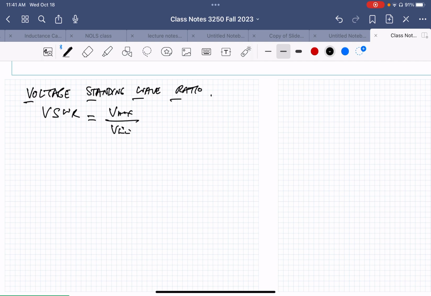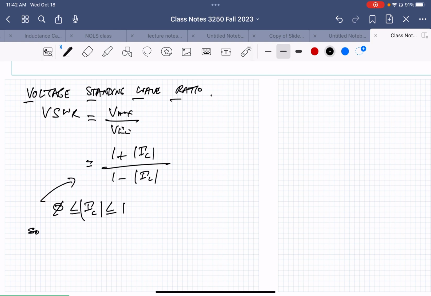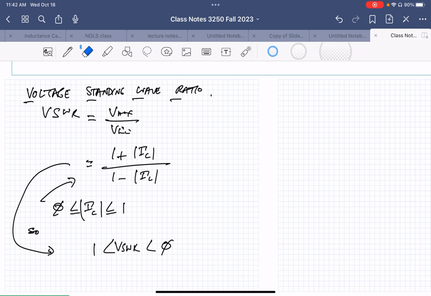And then, because of that ratio, because of this equation, this ends up being 1 plus gamma sub L over 1 minus gamma sub L. So we know the absolute value of gamma sub L can only be between 0 and 1. So if you know that, the range of standing wave ratio can be between 1 and, sorry, 1 and infinity.